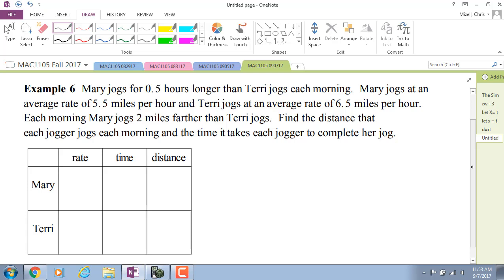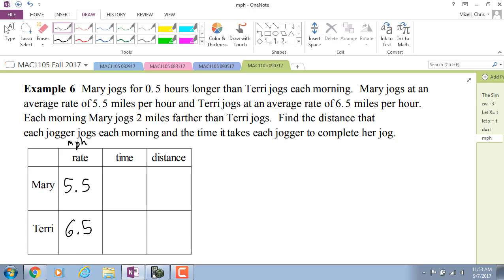Okay, the unknowns. Well, let's look and see. Does it tell us both joggers' rate, both joggers' time, or both joggers' distance? It tells us the rate. So let's go ahead and put the rates in there. So Mary's rate in miles per hour, 5.5 miles per hour. Terry's rate in miles per hour, 6.5 miles per hour.